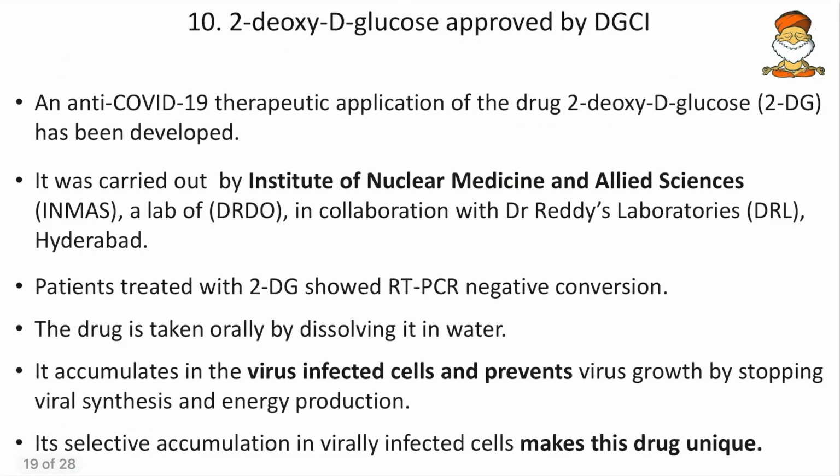Then, the 2-deoxy-D-glucose approved by DCGI. So, what is this 2-deoxy-D-glucose? It is an anti-COVID-19 therapeutic application of the drug 2-deoxy-D-glucose that has been developed. So, it is a COVID-19 drug. So, mark this drug. See, a COVID vaccine is different from a drug. Okay. So, a vaccine is that which is given before the infection occurs, and a vaccine is something which prevents a disease. But a drug is that which is given after the infection. So, that which relieves the symptoms and that which cures a patient from the disease. So, that is a drug.